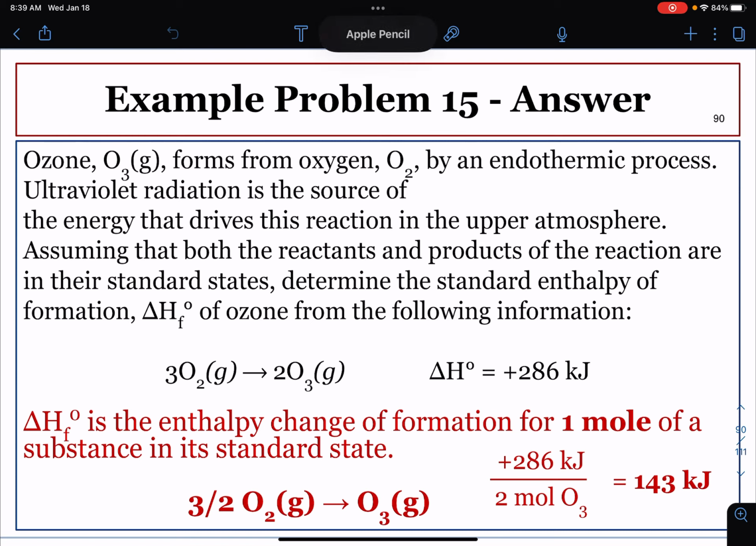So if we divide the coefficients in half for both the reactant and the product, we have 3/2 of oxygen turning into 1 mole of ozone. The delta H then also needs to be divided in half. 286 divided by 2 is 143 kilojoules of heat that is absorbed for this delta H of formation.